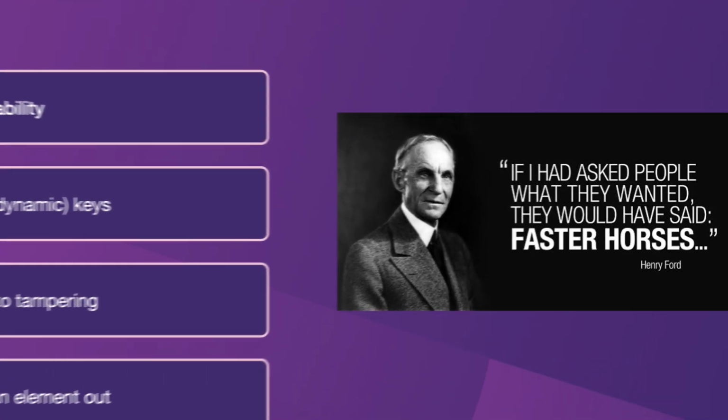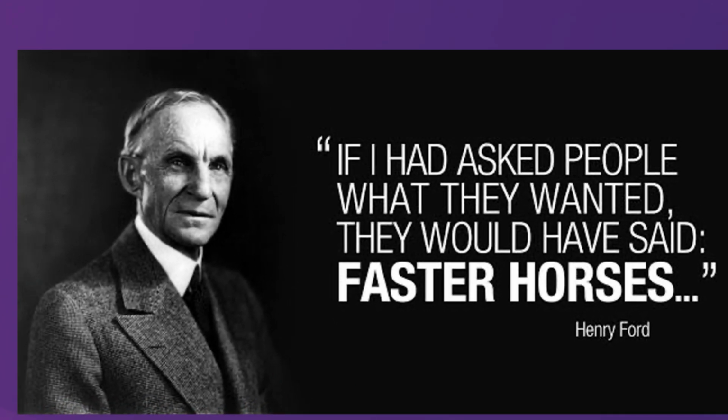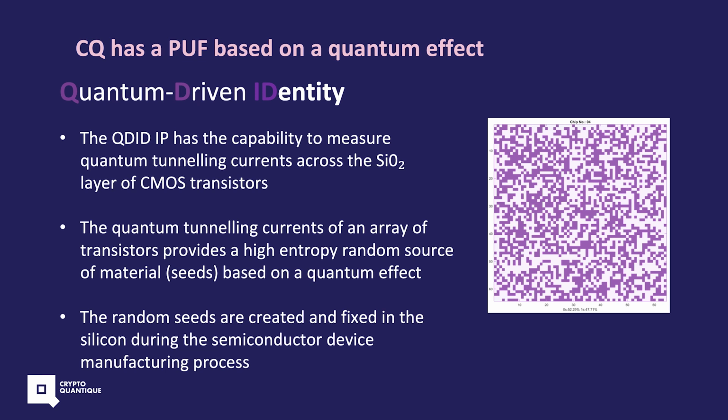To quote Henry Ford, talking to customers and chip designers, they would rather have faster horses than try and solve the problem with a nicer car and a secure PUF. We measure quantum tunneling current on our transistors, and this gives us a very high entropy source, and it's random based on the quantum effect. So it's very hard to forge and to guess. You can't use a computer to guess this. It's based on the physical properties of a chip.